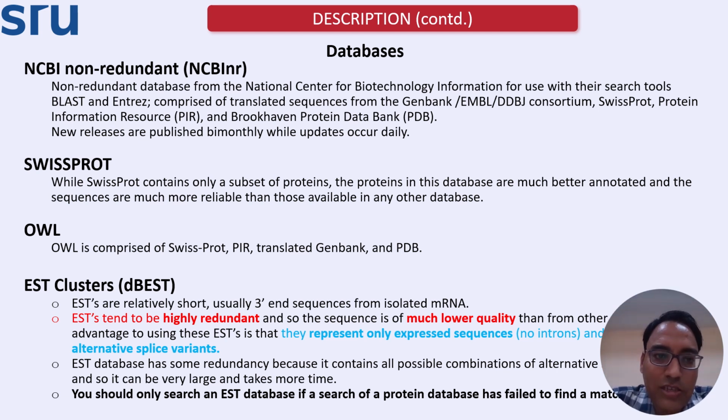So for this, several databases are extensively used and updated. These databases include NCBI NR, the non-redundant database, which is GenBank, EMBL, DDBJ, several different parts. Besides this, Swiss-Prot is more preferred because it is a manually annotated system. Further, the OWL database, comprising Swiss-Prot, PIR, translated GenBank and PDB. Besides everything, the EST database, which we have already discussed a few lectures back, that is Expressed Sequence Tag.